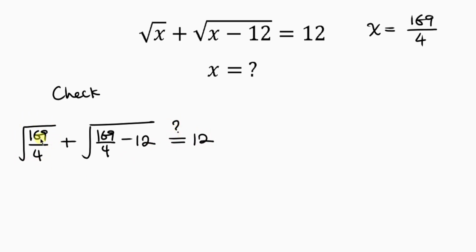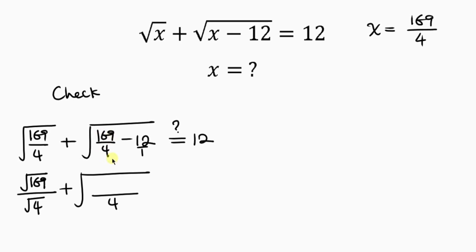Now this expression can be written as the square root of 169 all over the square root of 4 plus the square root of, now I'm going to be putting 1 here. Now what is the LCM of 4 and 1? That will be 4. So 4 divided by 4 is 1 times 169 is 169, minus 4 divided by 1 is 4 times 12 is 48. So we're solving to see if we're going to be having 12 as a result.